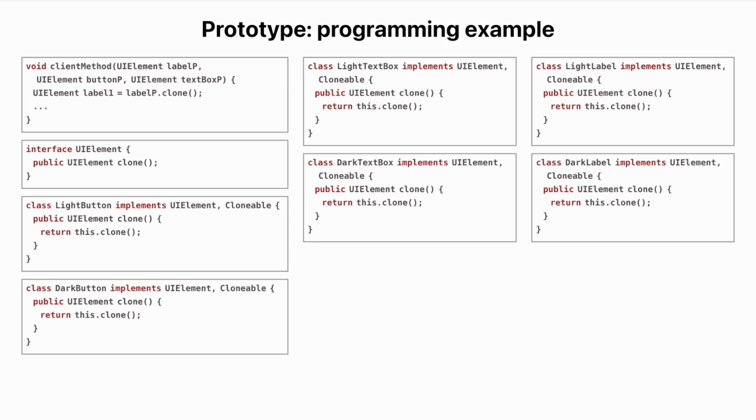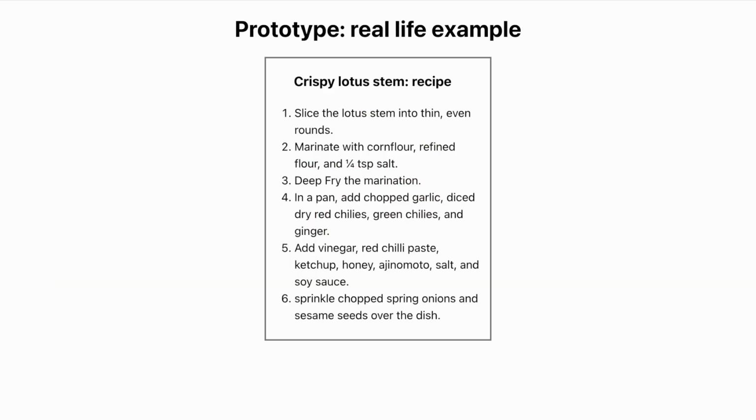We can create light label and dark label prototypes implementing the label interface. Likewise, we can create concrete prototypes for each UI element. Now, we can create a form with any combination of light and dark UI elements easily by passing appropriate prototype objects to the UI creation code. A real life example. In a hotel, the recipe for all dishes will be provided by the head chef. Whenever a food order is placed, the junior chefs responsible for cooking the dishes may follow the same recipe for the dish. Here the recipes are the prototypes.